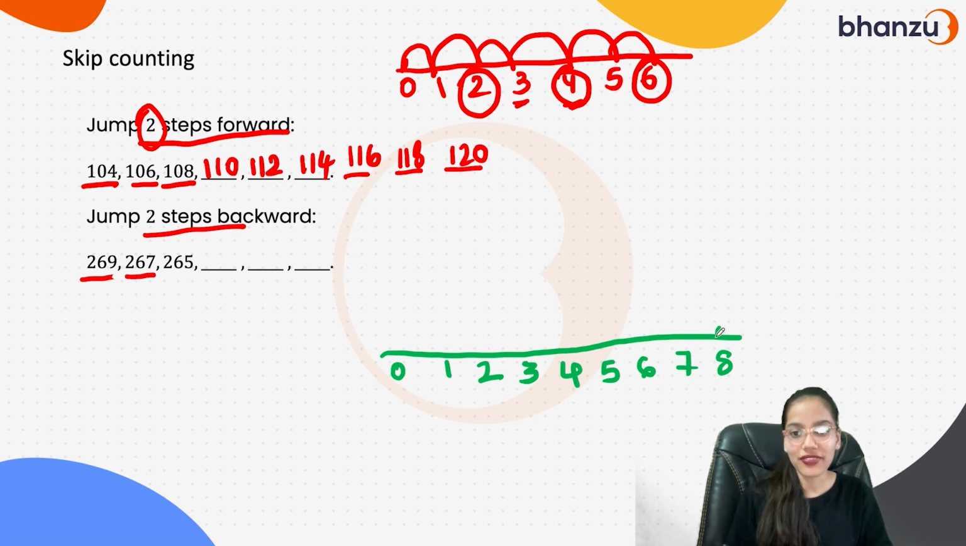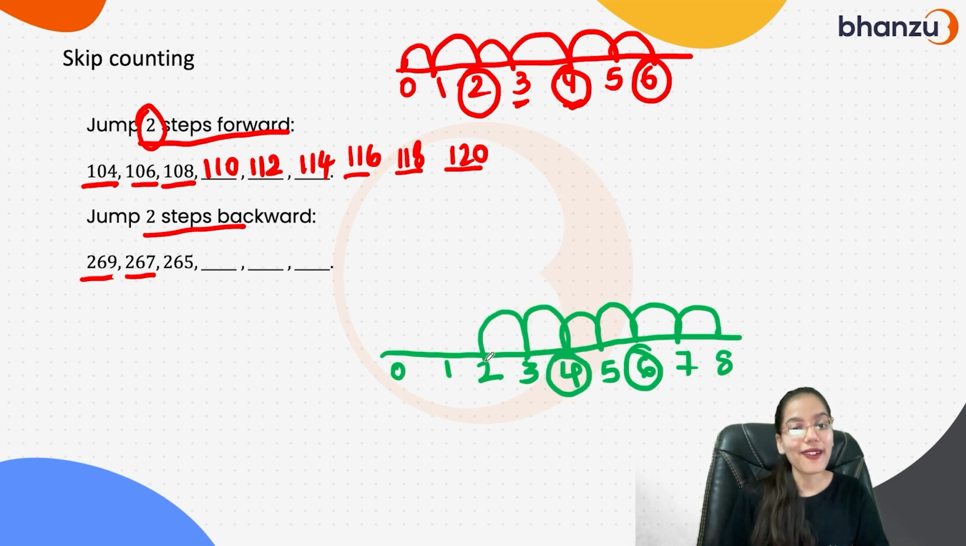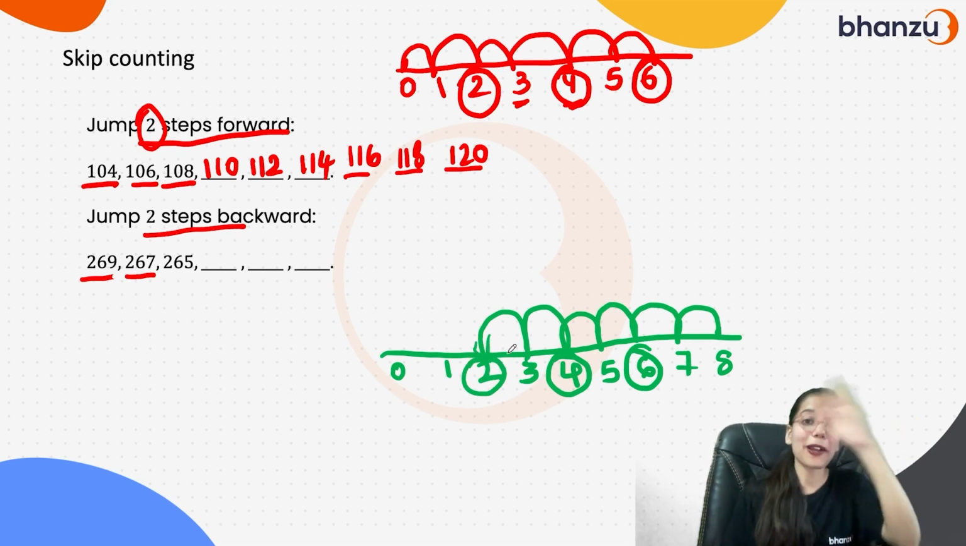So if I'm here, I will jump 2 steps backwards. So this is one jump. This is another jump. And I reach 6. Okay. Now from 6, one jump, another jump. You reach 4. From 4, one step, another step. You reach 2. So you're going backward. You're going backward in direction.